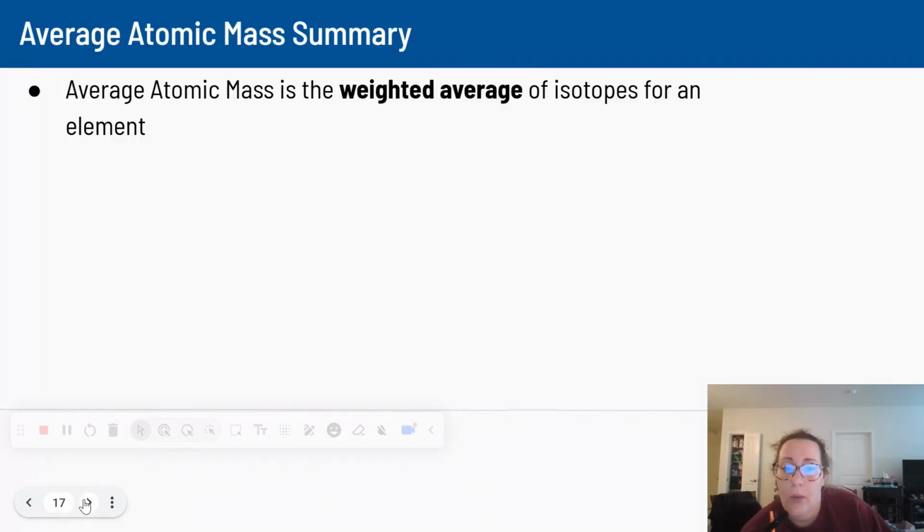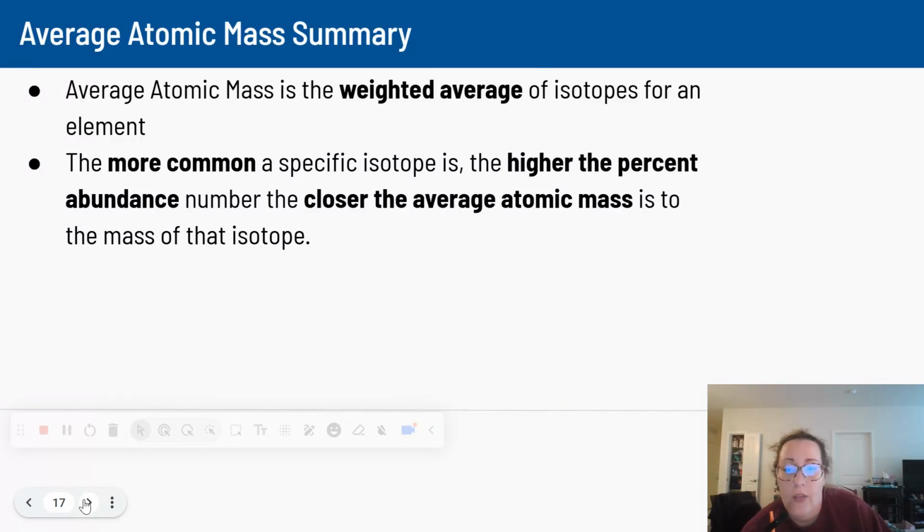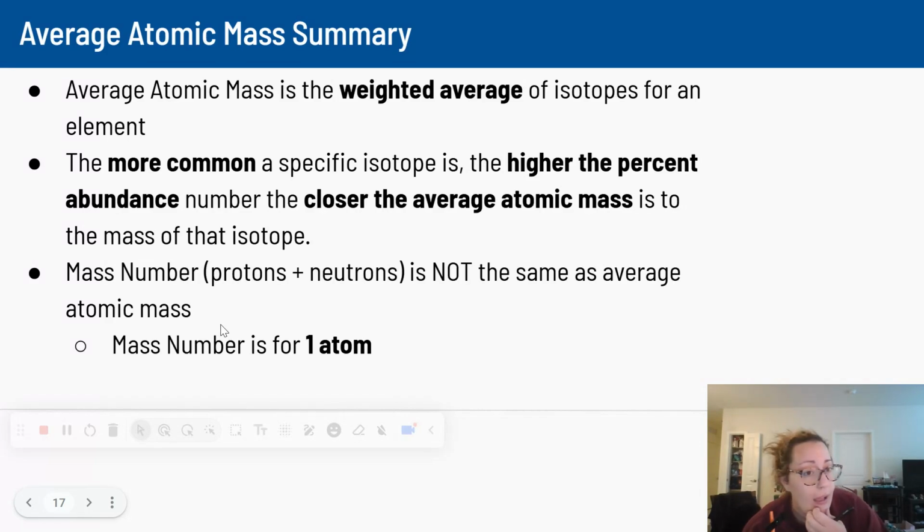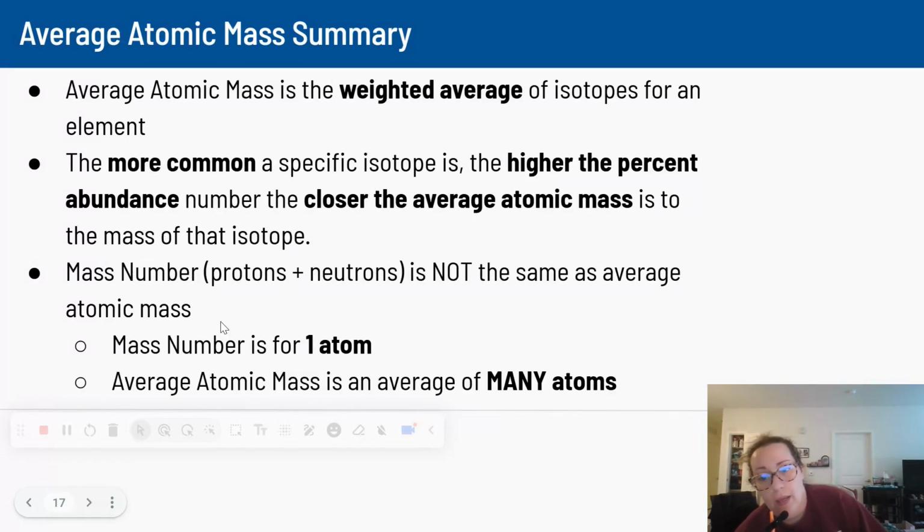So average atomic mass is the weighted average of isotopes for an element. The more common a specific isotope is, the higher its percent abundance, which means the closer the average atomic mass will be to the mass of that isotope. Now, mass number, which we've covered before, is protons plus neutrons, and that is not the same as average atomic mass. Mass number is when we're talking about a single atom. Average atomic mass is the average of many different atoms together. So just keep that in mind as we talk about mass and average mass, because they are different.